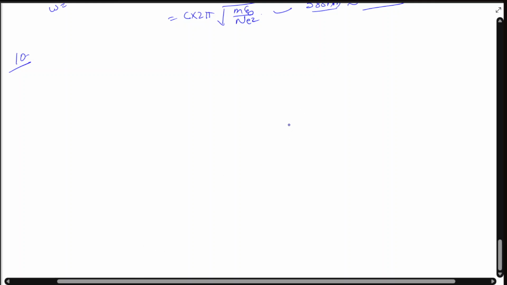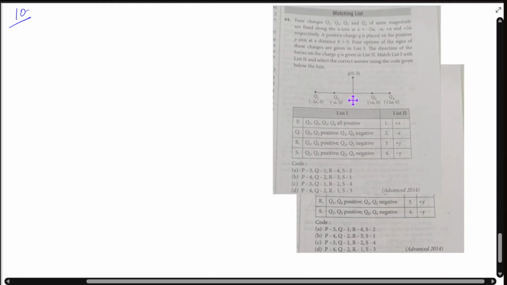Perfect. Okay, again a big question, matching type, right? It seems easy. Let's see.